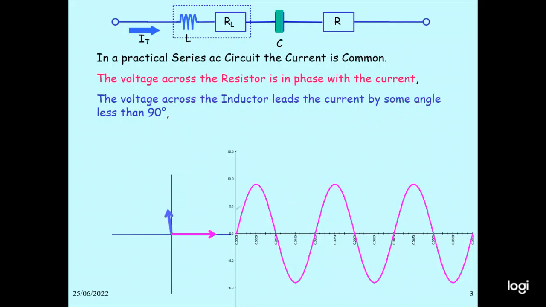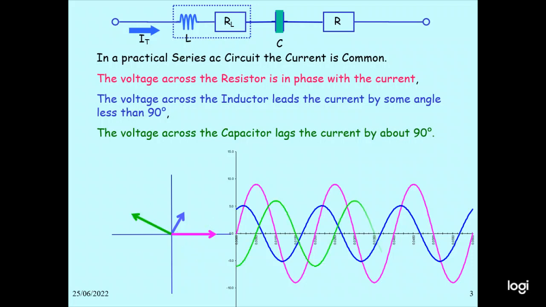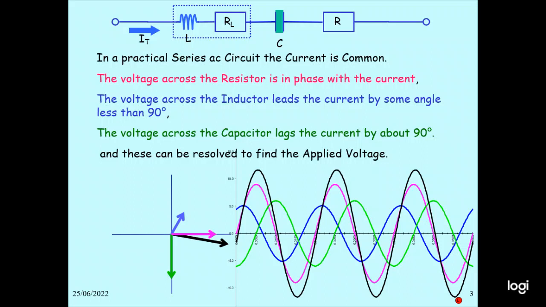And the voltage across the inductor leads the current by some angle less than 90 degrees. And the voltage across the capacitor lags the current by about 90 degrees. So this is the phase of the RLC current and voltage in the RLC circuit. Then it can be resolved by finding the applied voltage. So this is the applied voltage, the black one.